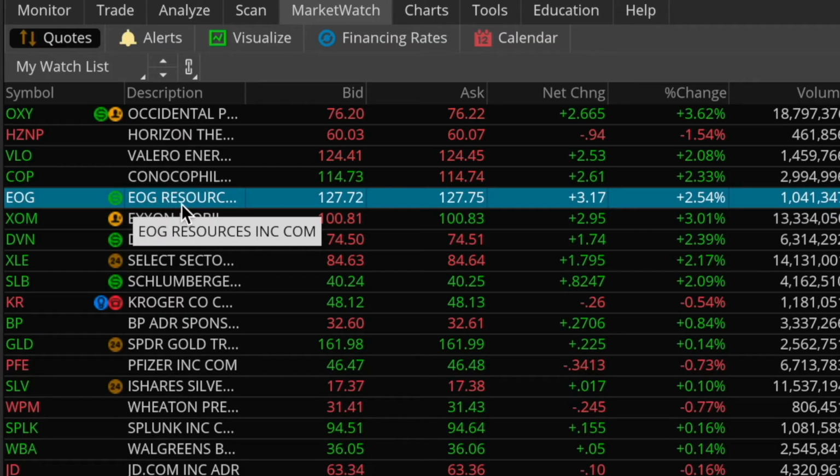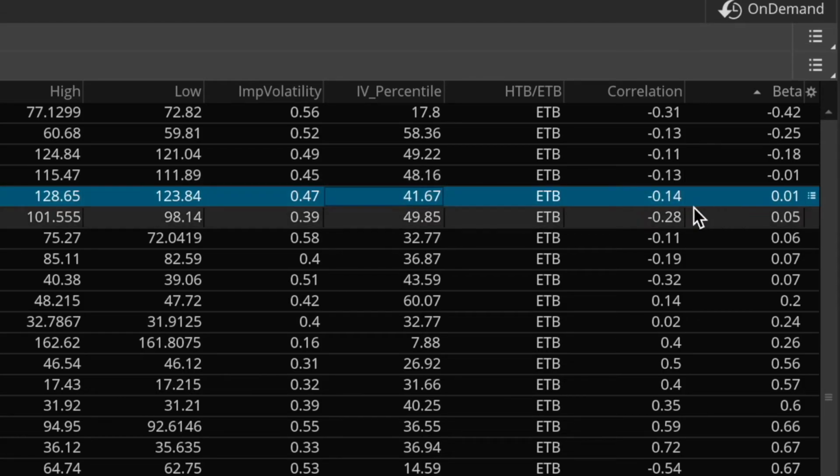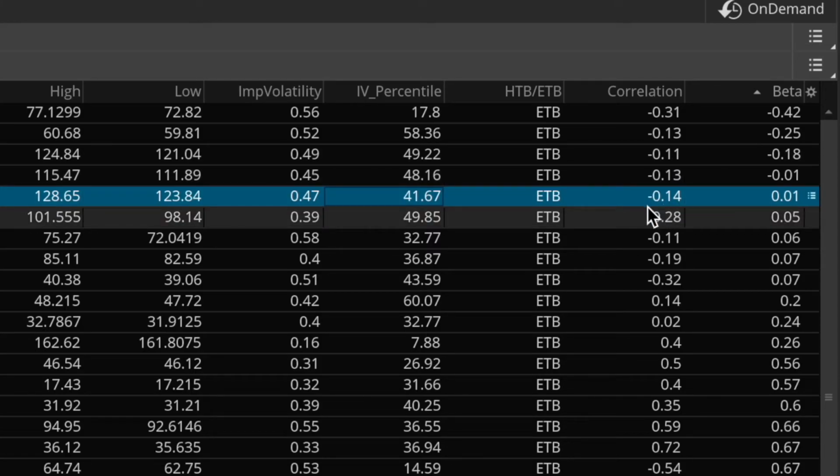I believe this is some sort of energy company, but it has a beta of only 0.01 and also a correlation of -0.14, almost zero. So basically, this stock has almost no relationship with the broader market, and therefore, as the S&Ps move around, that's going to have basically no impact on what this stock does.